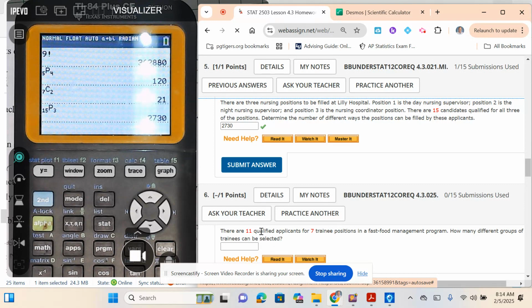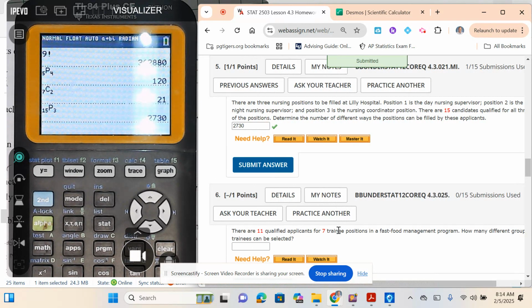There's 11 qualified applicants for 7 trainee positions in a fast food management program. How many different groups of trainees can be selected? So now let's think about the 7 people that are being selected. Does the order matter with them? Is there a difference between the positions, like from trainee position number 1 to trainee position number 6? No, there's not a difference.